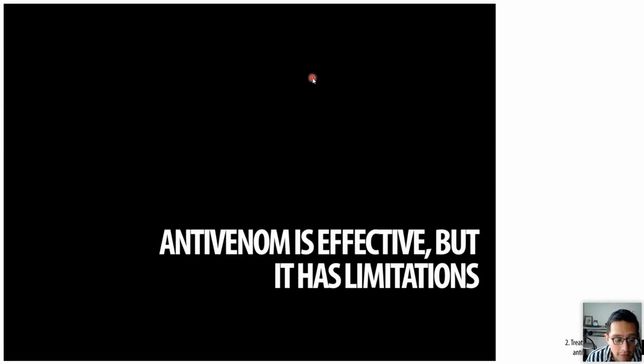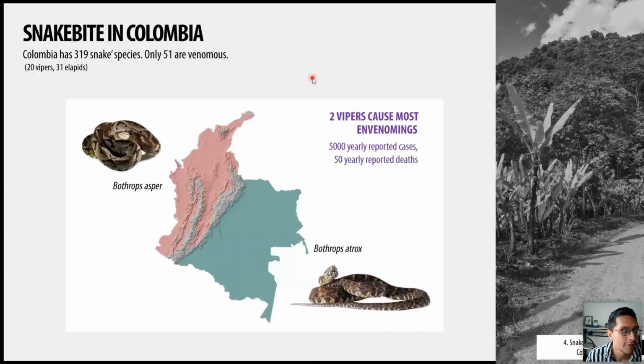Although antivenom is effective, it has limitations as it doesn't always reach where it is really needed. So vulnerable populations become unattended. In Colombia, we have around 320 snake species, but only 51 species are venomous. Of these 51 venomous species, two species, Bothrops asper and Bothrops atrox, which are pit vipers, cause most envenomings, between 60 and 80% of the total. In the country, we have around 5,000 yearly reported cases with at least 50 yearly reported deaths.